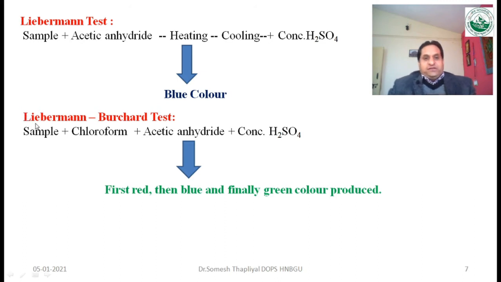And the second test is the Liebermann-Burchard test, in which we take the required quantity of the sample as per the monograph, to which we add chloroform and acetic anhydride. Then from the side of the test tube we add concentrated sulfuric acid dropwise. Firstly the color obtained is red, then it converts to blue, and finally green color is produced in this Liebermann-Burchard test. In such a manner we can identify the isolated component.